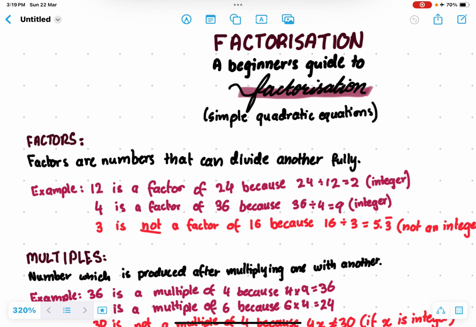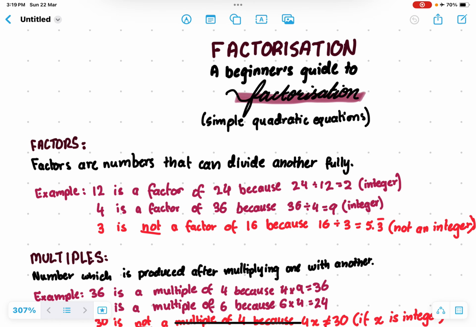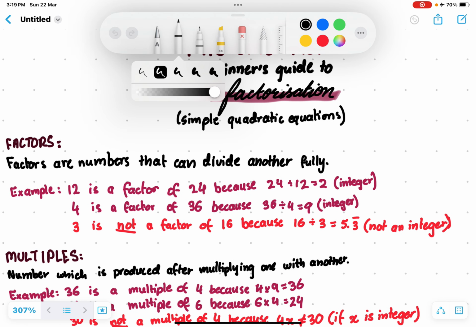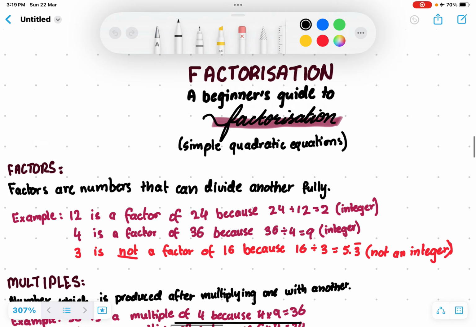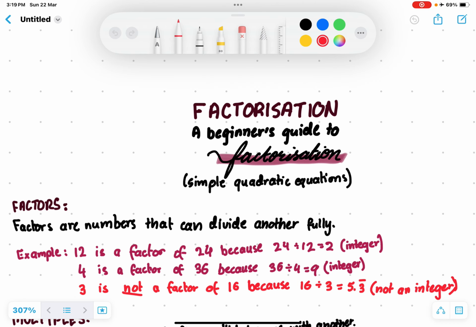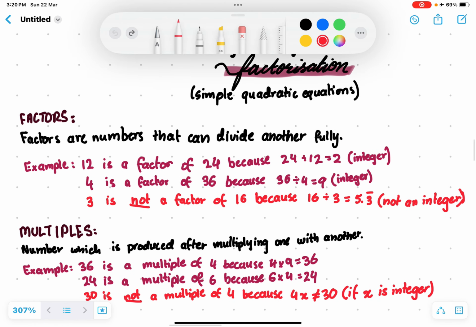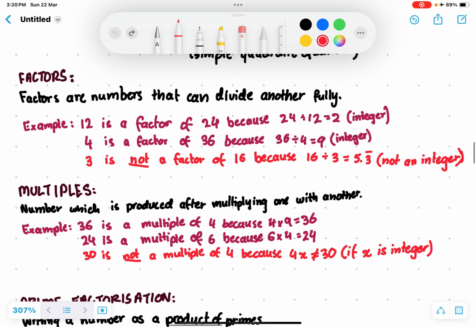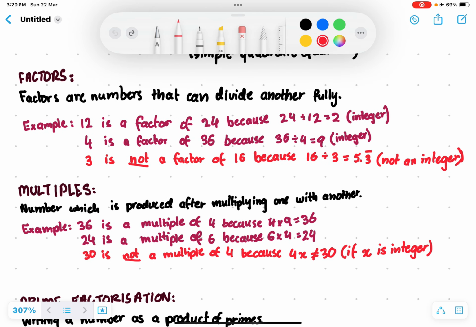Starting off with factors. Now, think of the word factorization, really. You can notice that in this word, there is the word factor in it. So it would be great if we knew what factor meant, which would help us understand what factorization is. So factors are numbers that divide another number fully. Now, it doesn't have to make sense. This definition is not that great. So let me just show you through examples.